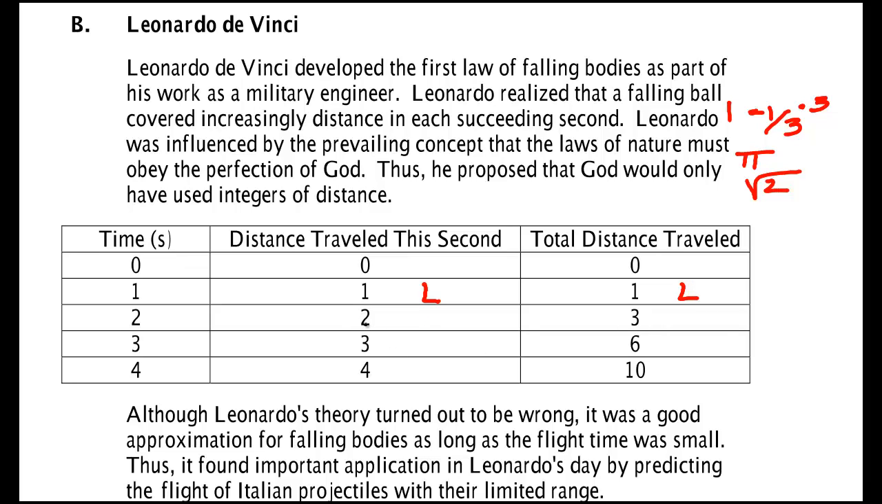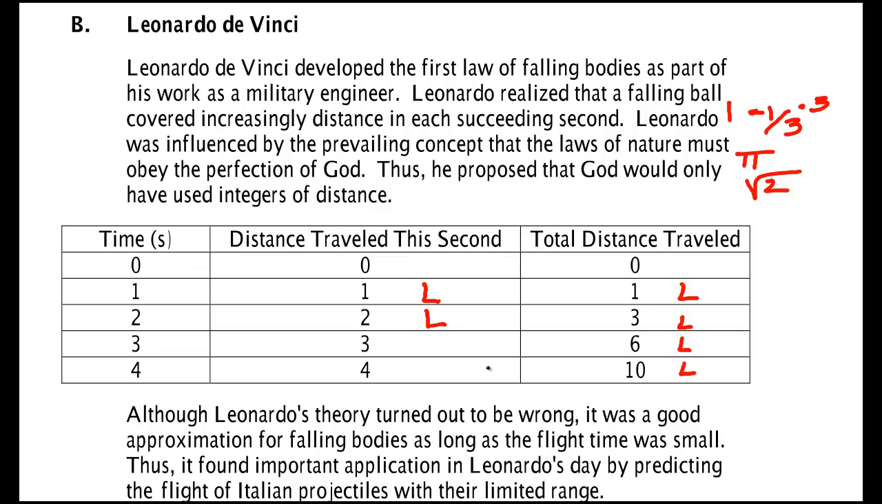In the next second, it'll fall further. How much further? He said, well, the next integer. So let's say it goes 2 Leonardos. Now the total is 1 plus 2 gives us 3 Leonardos. The next it would go 3, and this would lead to 6 Leonardos, 10 Leonardos, and so forth.